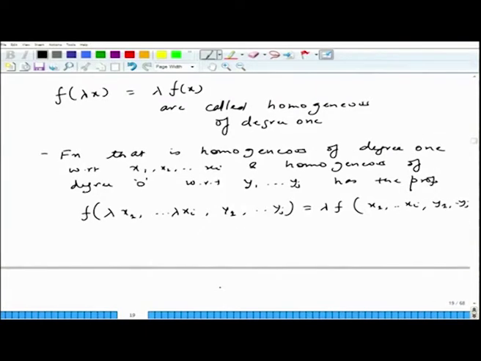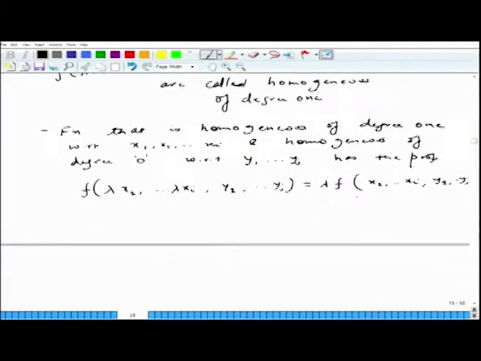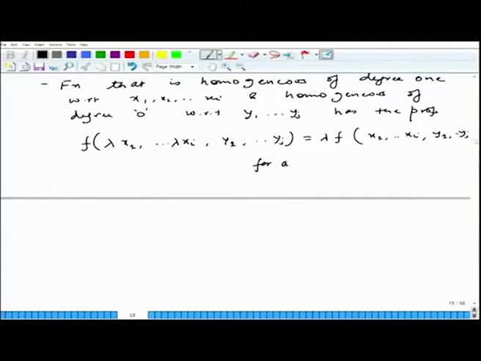Okay. So what I did was basically nothing but take the lambda which is multiplied here in these variables out and multiply the whole function by a lambda. That is basically nothing but Euler theorem. So this is true for any x1, xi, y1, yj.